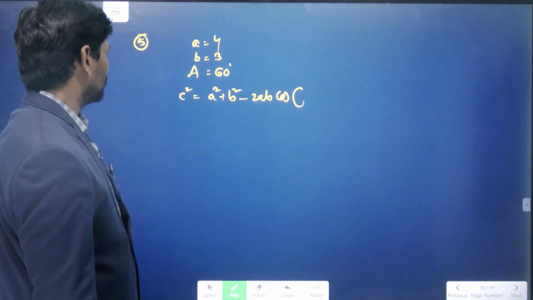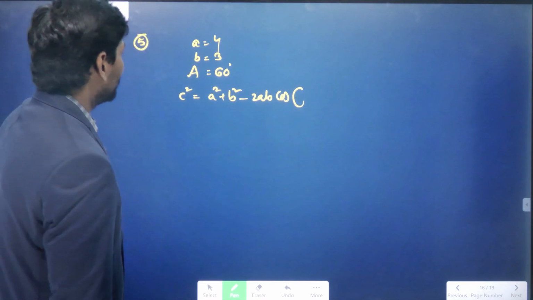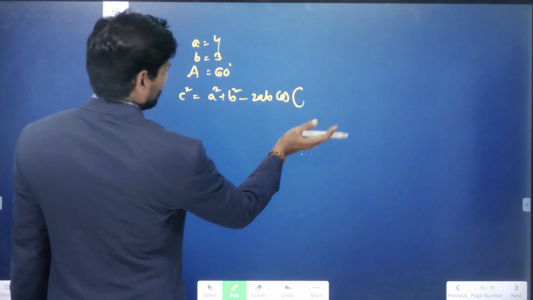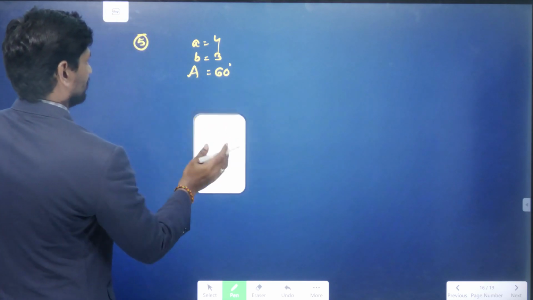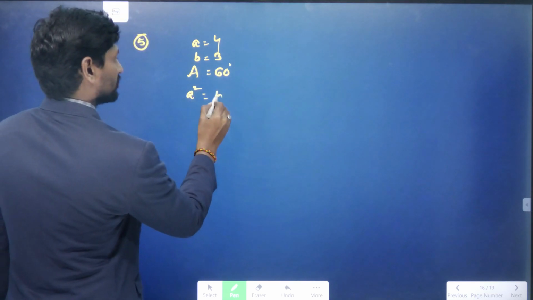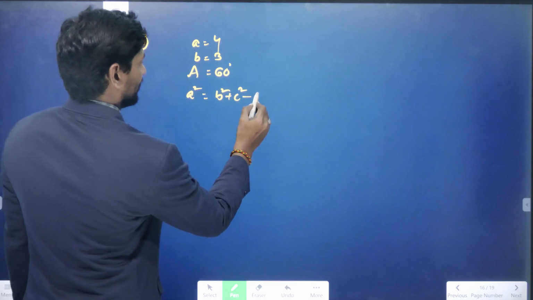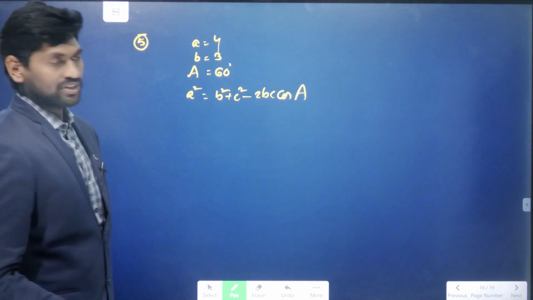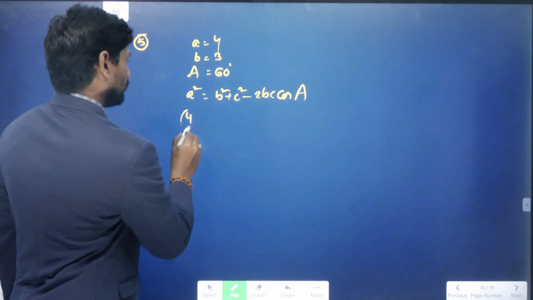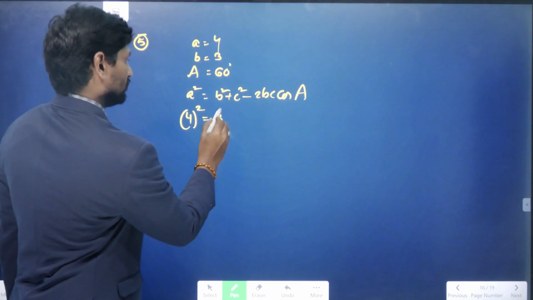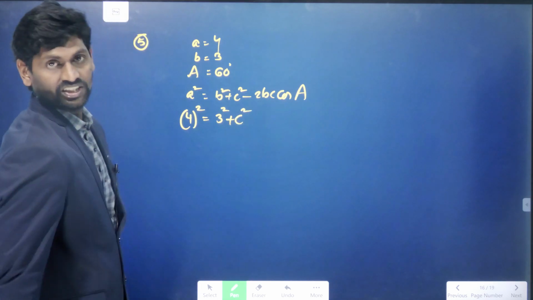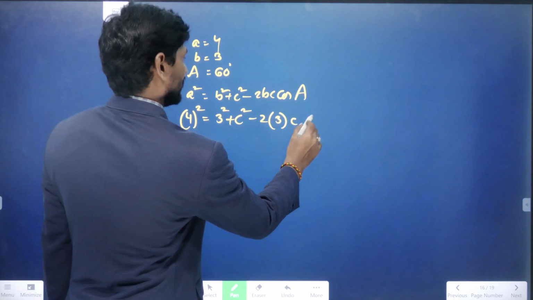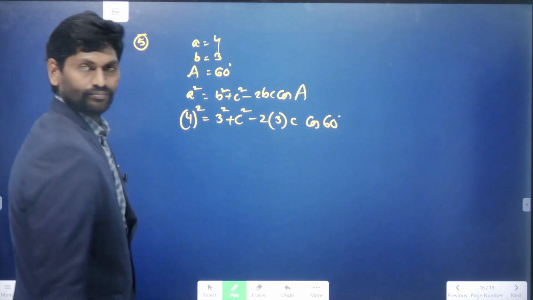Okay? But here A's value is given. Let us take the cos A value. That means a square is equal to b square plus c square minus 2bc cos A. Just substitute the values. a square value is 4 square, b square value is 3 square, c square we don't know so it stays c square, minus 2 into b value 3, c as c, cos A. That means cos 60 degrees.